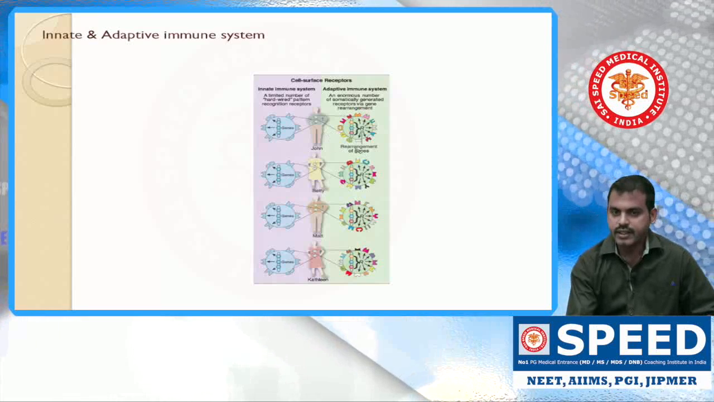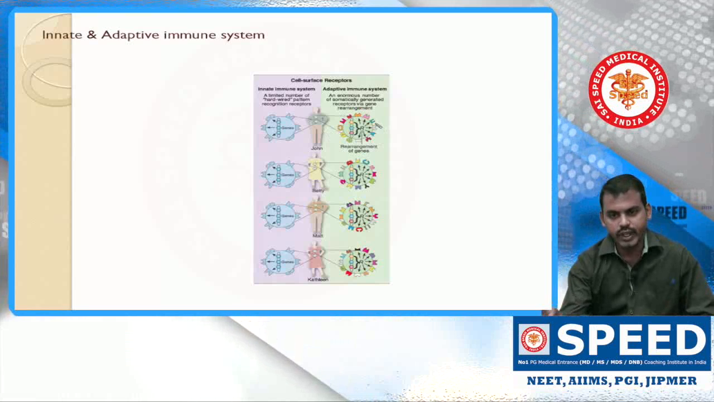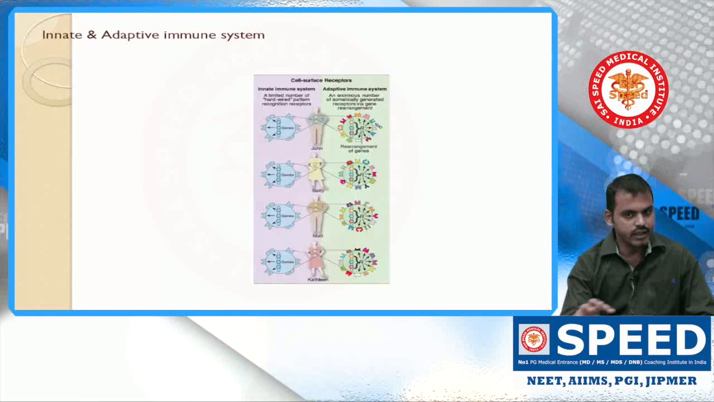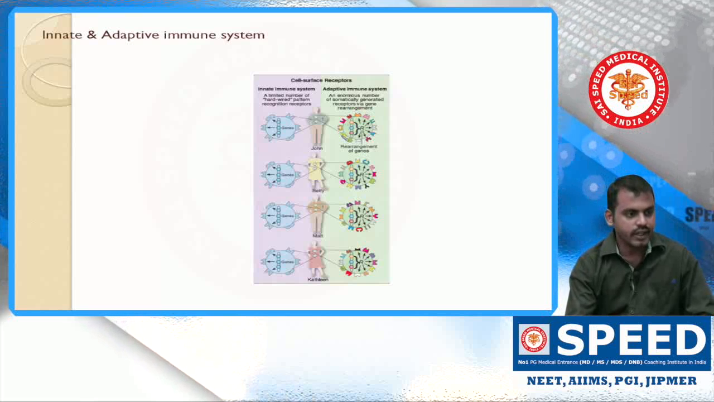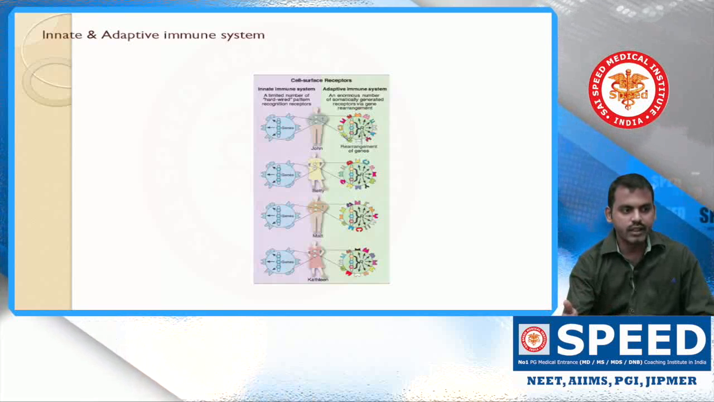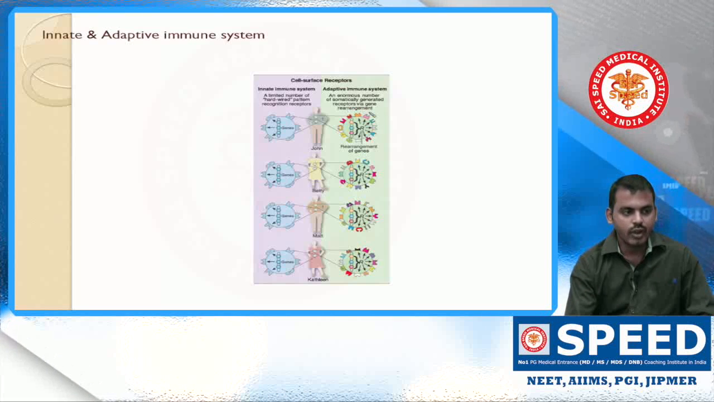Each T cell and each B cell will have its own set of receptors. One B cell will counteract one antigen, another B cell will counteract another antigen. They have a set of receptors which are somatically generated. They rearrange themselves and form receptors on the surface of the cell, so that they can counter multiple antigens.